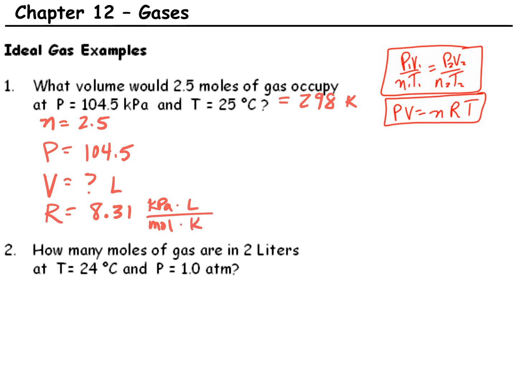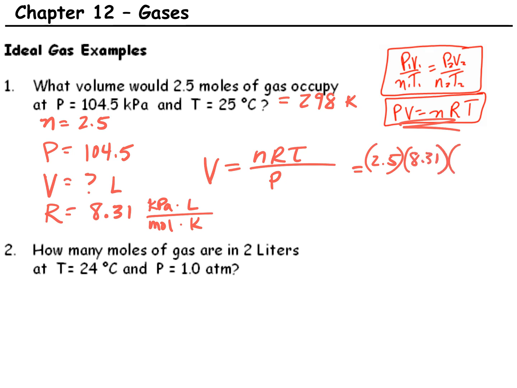All right. So if we want to solve for V, we take PV equals nRT, the ideal gas law, and solve for V. V then would be equal to nRT divided by P. And that would give us 2.5 times R, which is 8.31, times T, which is 298, divided by P, which is 104.5 kPa, and the calculator says 59.2, and that would be in liters.